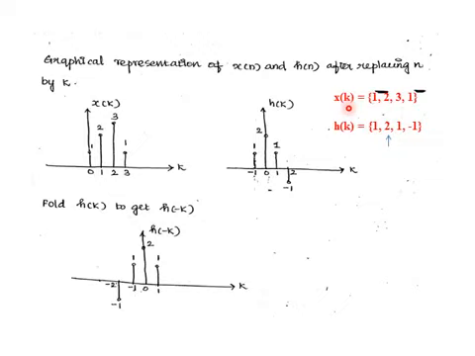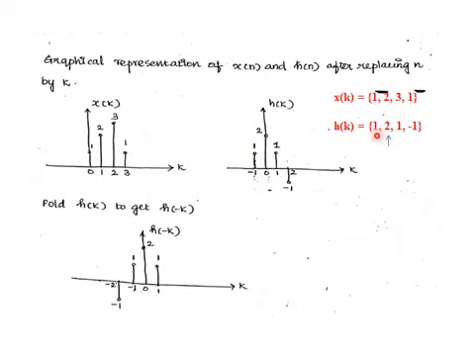As it is given, x of k starts at k is equal to 0, and at k is equal to 0 its amplitude is 1. K is equal to 1, its amplitude is 2. K is equal to 2, its amplitude is 3. And at k is equal to 3, its amplitude is 1. Then we have to draw the graphical representation of h of k.